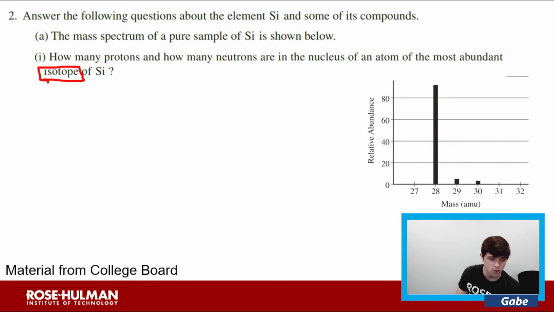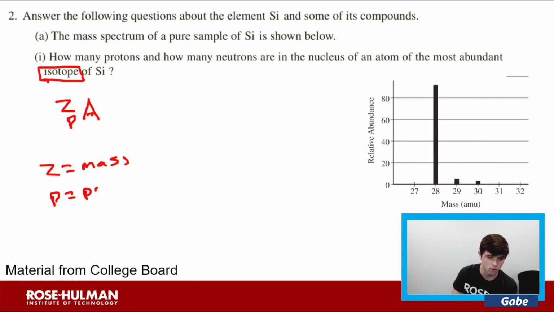So, an isotope is going to be a form of an element that can have a varying number of neutrons in it. It's written in this form. I just used the Z as the mass number. So in this, we have Z equals the mass number of our element, and P is the number of protons. It can also be represented as the atomic number, and then A, we have our actual element.